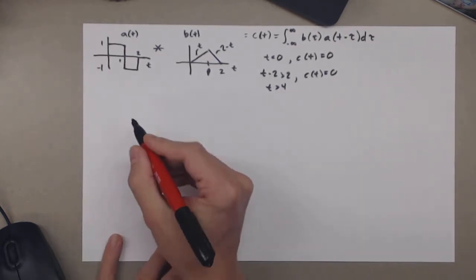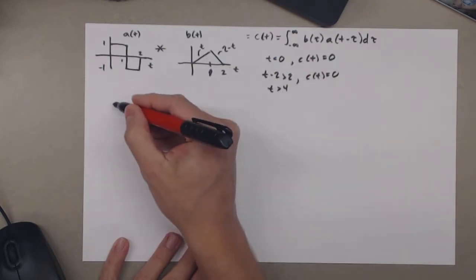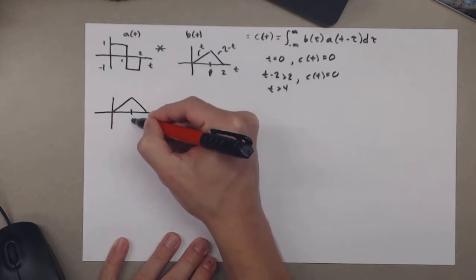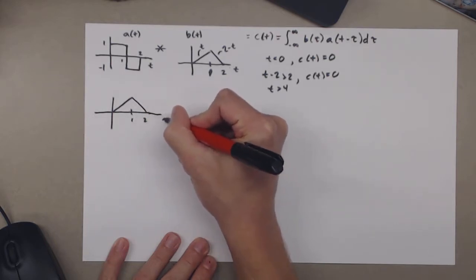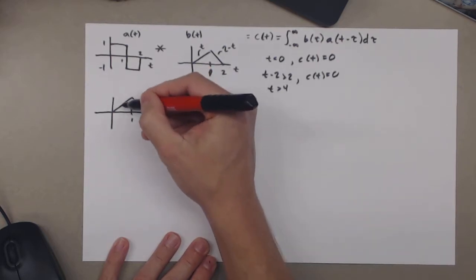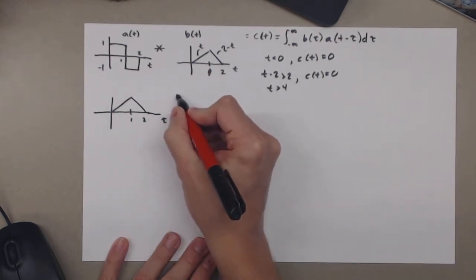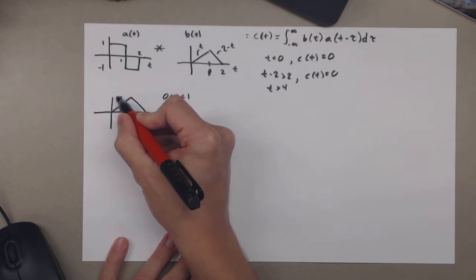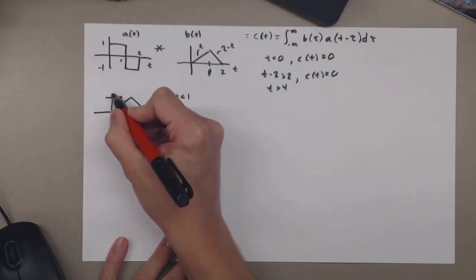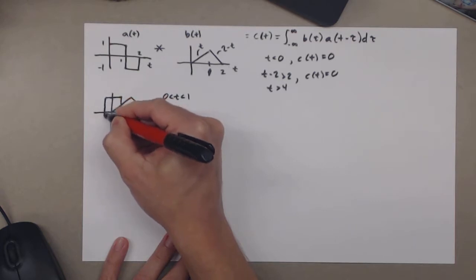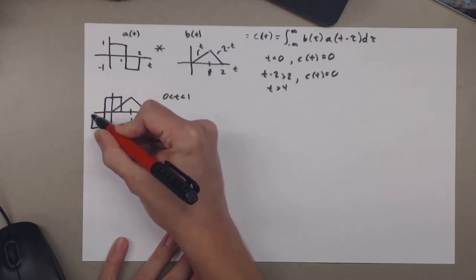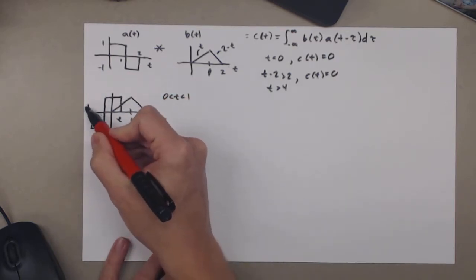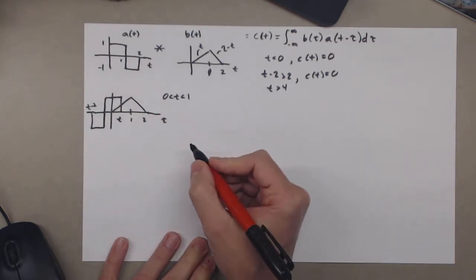Okay, cool. So then we need to figure out what happens between there, and my suggestion is to always start with a picture so you can see what is going on. Here is B of tau and A of t minus tau. Now we're interested in values of t between 0 and 1. If we mirror A of t to make A of minus tau and then shift it by t, we get something like this. So here's t minus 1, here's t minus 2 as it lags behind.